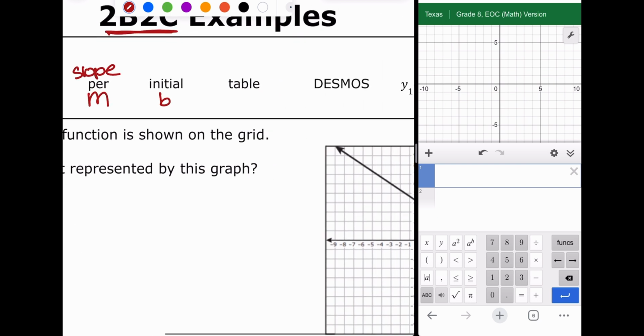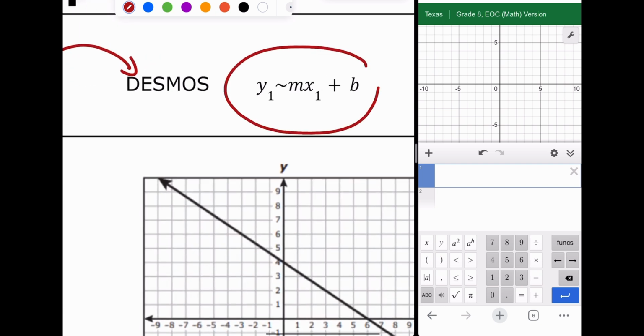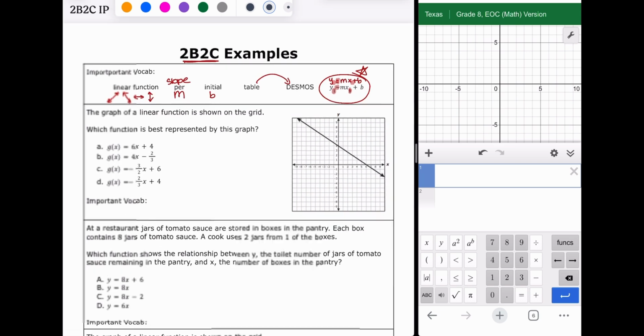Then you have a table. We always put a table in Desmos. Now, this is the equation we want to use for linear for Desmos. The most important part is you have y equals mx plus b. The only things you are changing about this formula are the one right here, the squiggly replacing the equal sign, and the one right here below x.